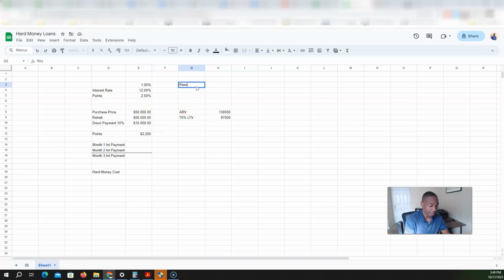So a lot of hard money lenders require a minimum reserve. The one I'm dealing with requires a 25% reserve based off of the purchase and rehab, right? Plus your down payment. So for example, you need a total of $100,000 for this loan, they're going to require $25,000, which is 25% of the total loan plus your down payment.